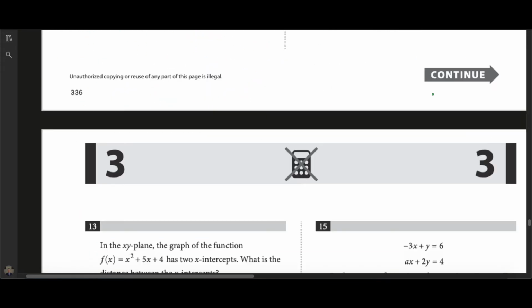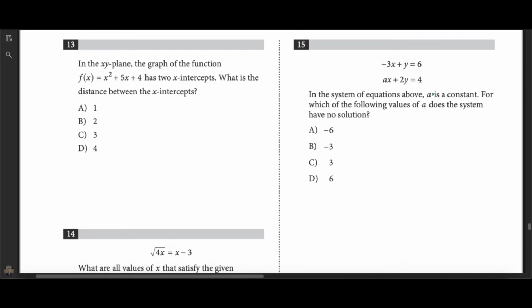And we already did number 12, so we move on to number 13. In the xy plane, the graph of the function x squared plus 5x plus 4 has two x-intercepts. So we're looking for x-intercepts, we're looking for zeros. What is the distance between the x-intercepts? So on these, we're actually looking for the two x-intercepts. So we've got to solve for 0.